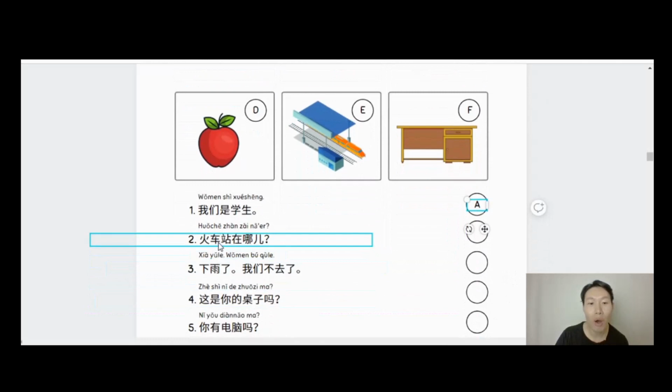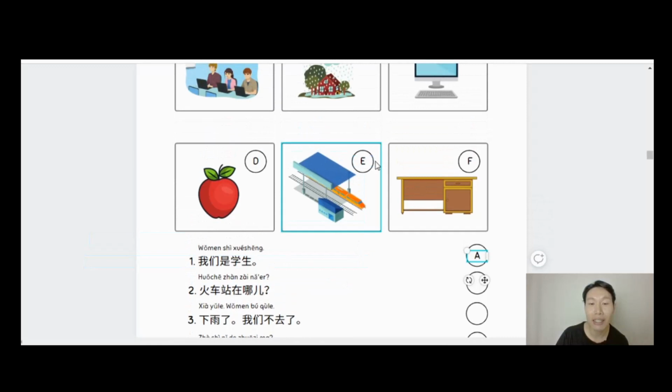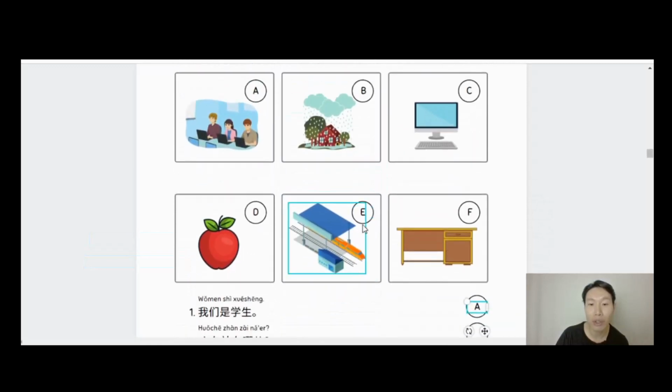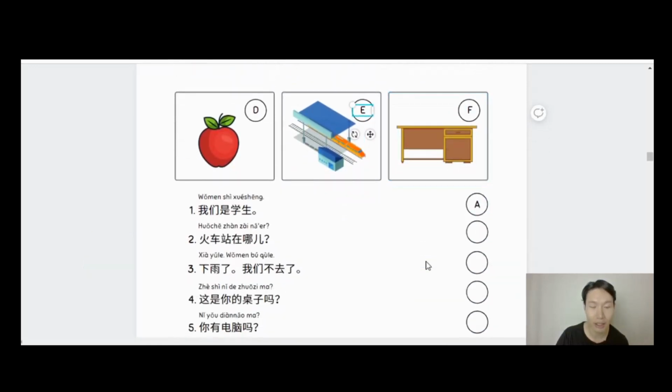Number two. 火车站在哪儿? So as I said before, 站 is some kind of stop or station. 火车 means train. 在哪儿 means where. So it is E because we can see a train here and a station. So this is E.